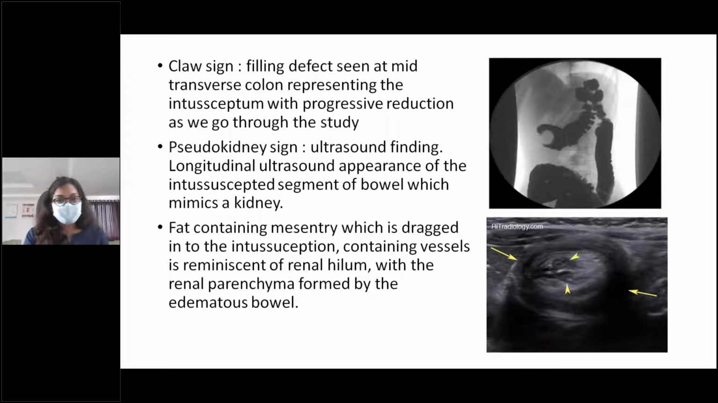And pseudokidney sign. Ultrasound finding: in the longitudinal ultrasound appearance of the intussuscepted segment of the bowel, it appears like a kidney. That is what we call pseudokidney sign. Fat containing mesentery which is dragged into the intussusceptum containing vessels is reminiscent of renal hilum within the renal parenchyma formed by the edematous bowel. Here, this indicates the pseudokidney sign.